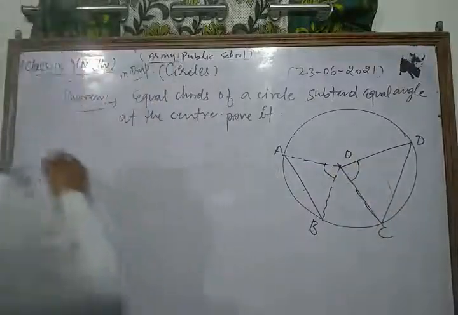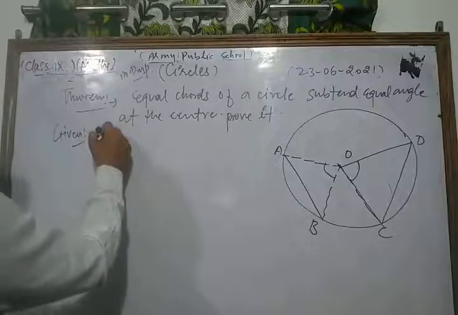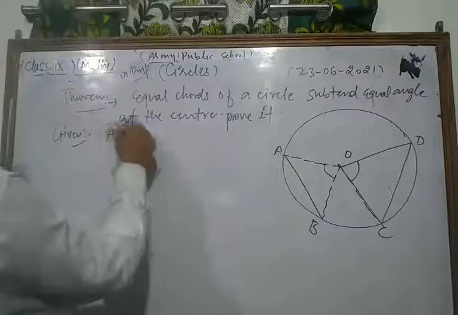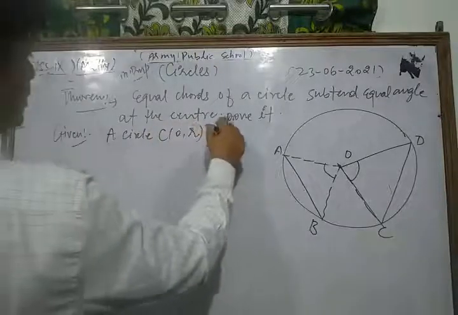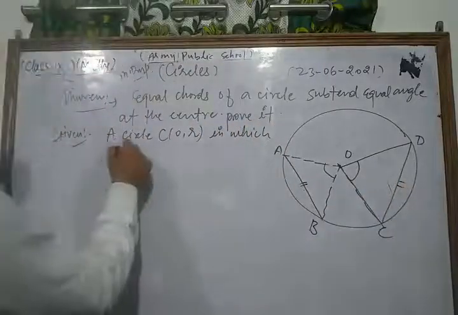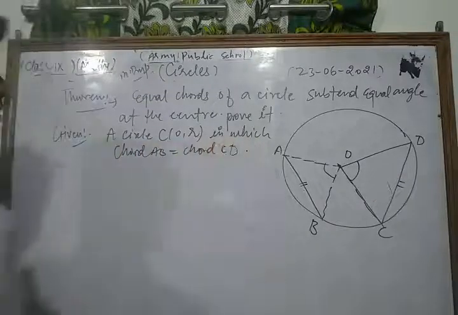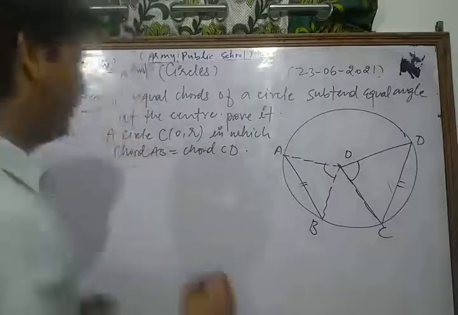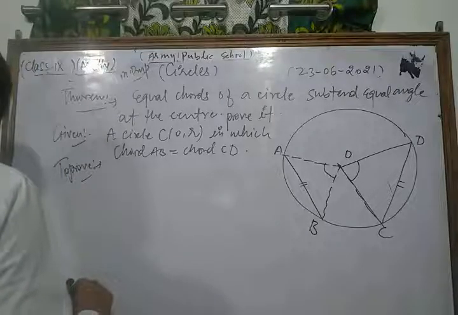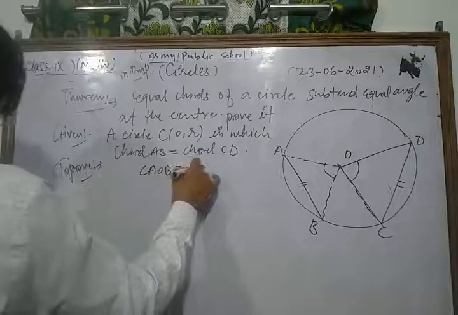Now first of all we write given. We have a circle C with center O and radius R, in which chord AB is equal to chord CD, because of the equal chords of the circle. Now we have to prove they subtend equal angle at the center. Means we have to show that angle AOB is equal to angle COD.